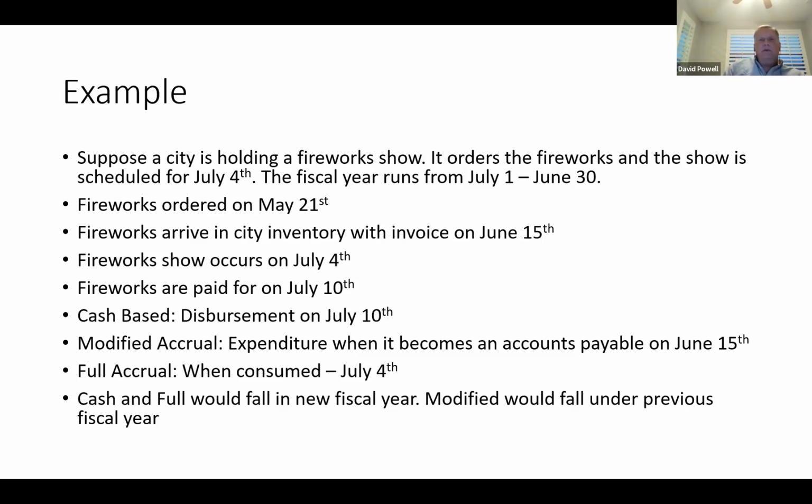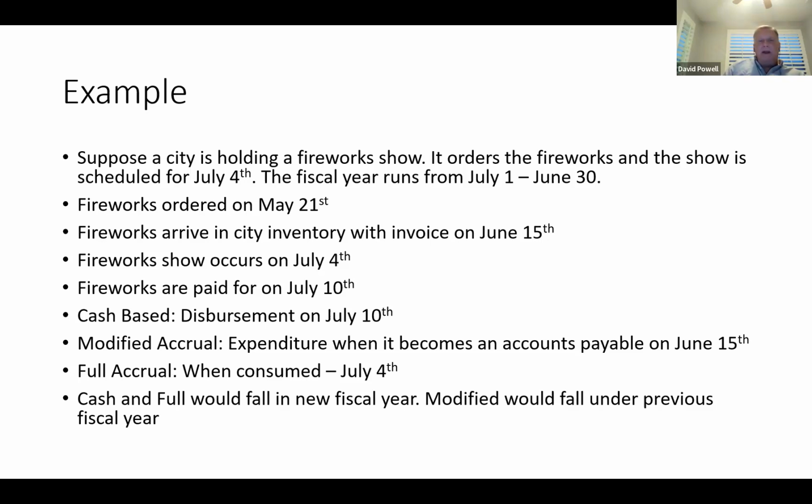Under a full accrual system of accounting, it's considered to be an expense whenever the product is used up, whenever it's consumed. But the fireworks are consumed on July 4th, and so therefore on July 4th, that's when it's considered to be an expense. So the important distinction here is under a cash and a full accrual system, the expense would fall in the new fiscal year. Under a modified accrual system, the expenditure would fall under the previous fiscal year.